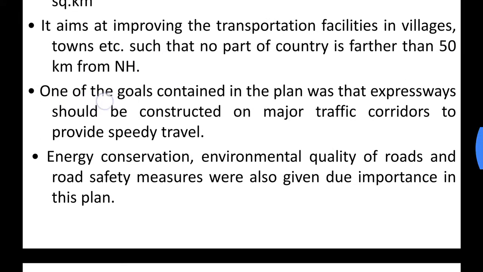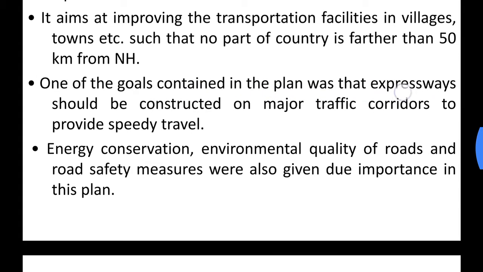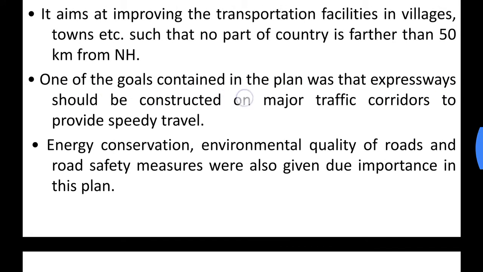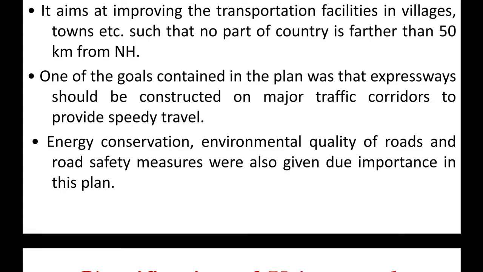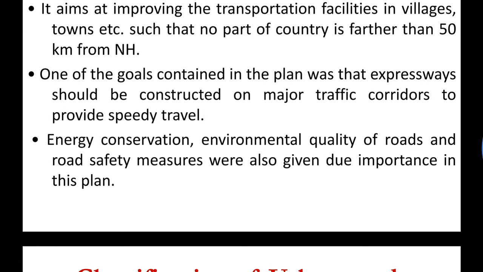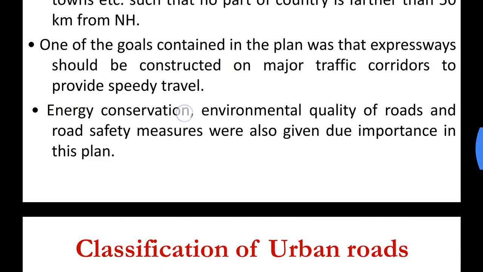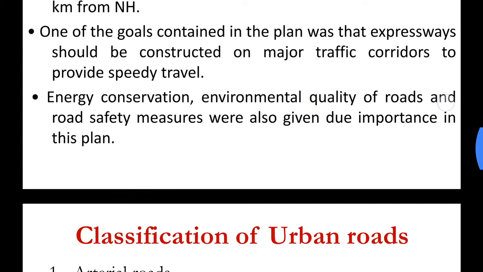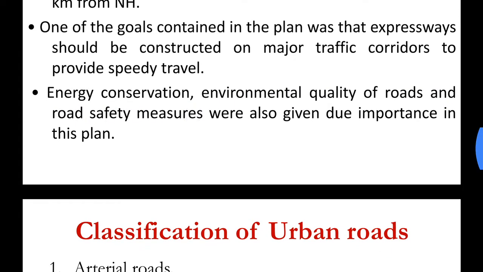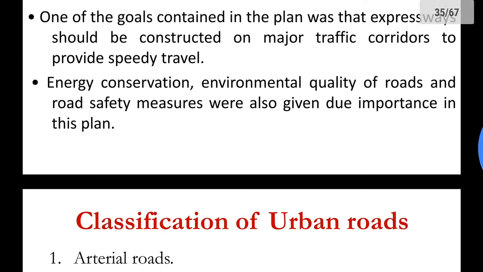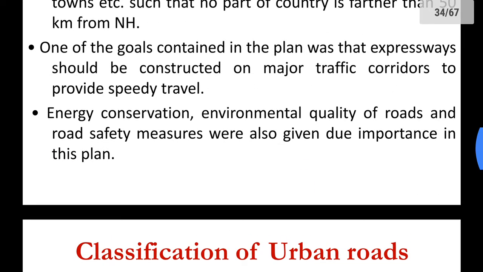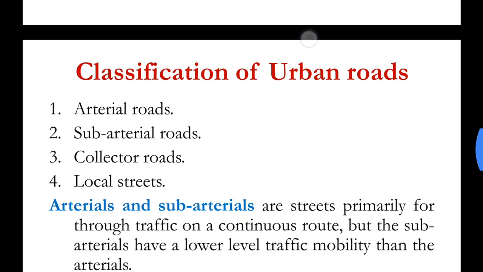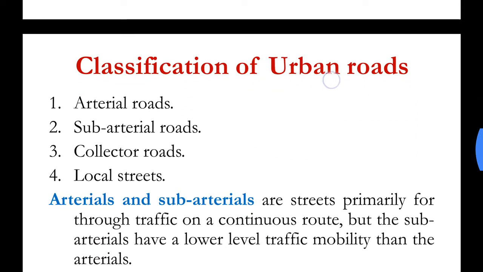One of the goals contained in the plan was that expressways should be constructed on major traffic corridors to provide speedy travel. Energy conservation, environmental quality of roads, and road safety measures were also given due importance in this plan. So these were the three 20-year road development plans. Let us now move ahead to classification of urban roads.